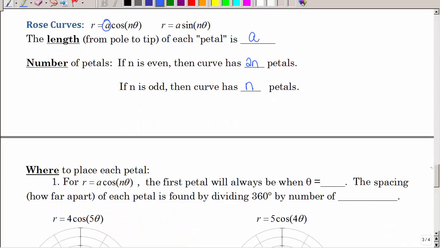Where do we place the first petal? Well, if you have cosine, that's really easy. The first petal will always be when theta is 0 degrees, because if you think about that, that first loop is going to be symmetric with respect to the x-axis, that cosine, okay? The spacing, or how far apart each petal is, is found by dividing 360 degrees, because that's the whole circle, by the number of petals, which might be n if it's odd or 2n if it's even.